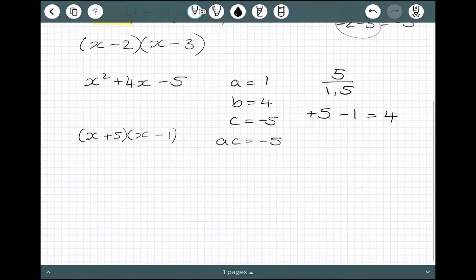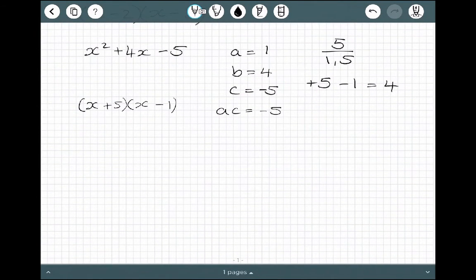Let's try another example. X squared minus 9. So the a is equal to 1. The b, we don't have any x's there. So we have 0 x's. So b is equal to 0. Then we have c, that is equal to minus 9. And then ac is equal to minus 9.